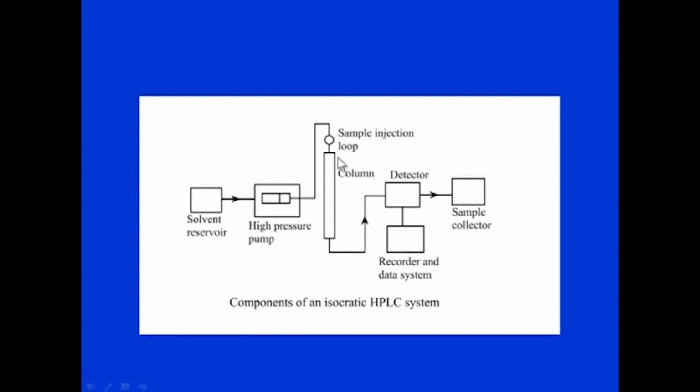The column is a small column, we will see how big these columns are, but the length is certainly less than normal columns, because you can pack more theoretical plates in here. It goes to the detector and then to the fraction collector. You can collect it, you can detect, and the readout could be seen. So, this is a very simple schematic of an isocratic HPLC system. If it is a gradient, then you have to have two pressure pumps and a gradient mixer which will allow you to supply the gradient and elute the sample.